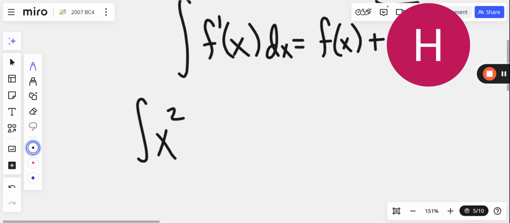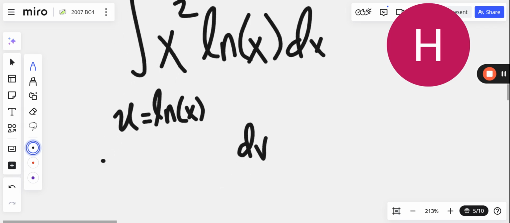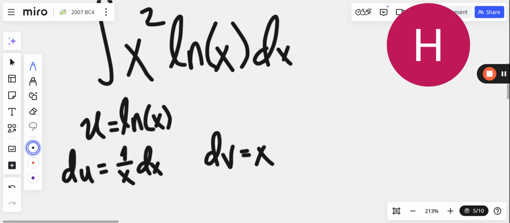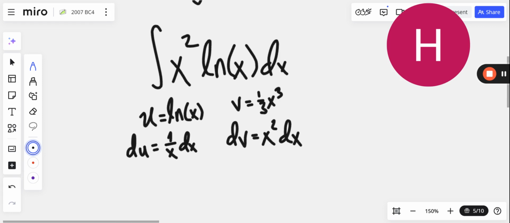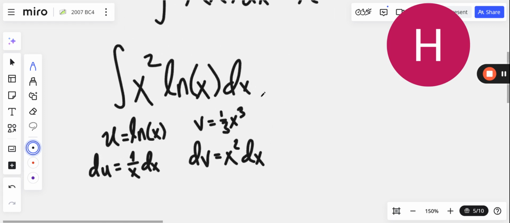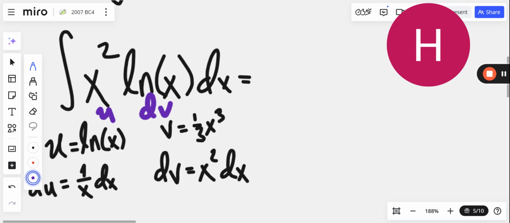So I use the detail model when integrating by parts to determine what is my u and what is my dv. My u shall be ln of x, therefore my du will be 1 over x dx. My dv is x squared dx, and my v is therefore 1/3 x cubed. Okay, let's use the integration by parts formula. It says that the integral of u dv is equal to uv.